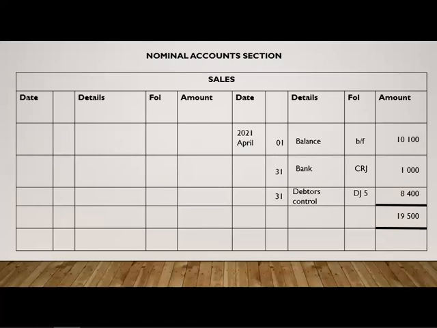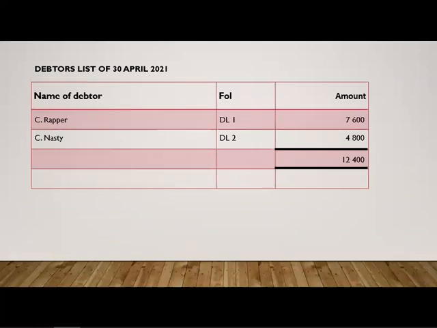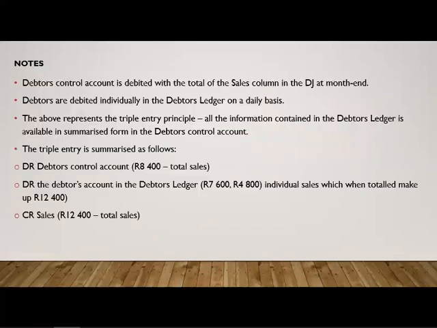And note that, I just need to show you something here. Note that the balance brought down under your debtors control must be the same as the total that you get under your debtors list. It's 12,400, even under debtors control, it was 12,400.